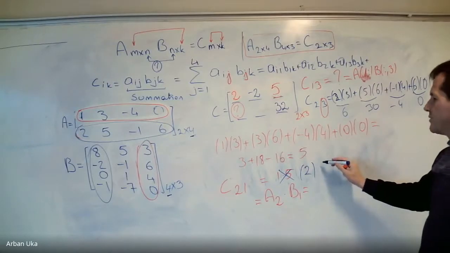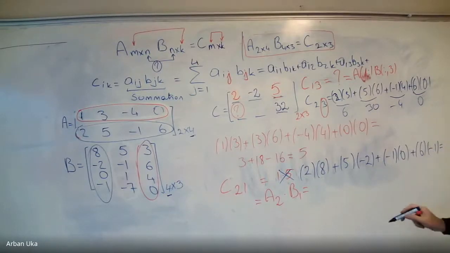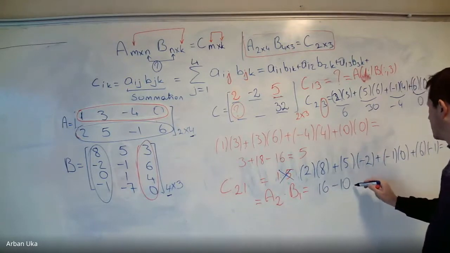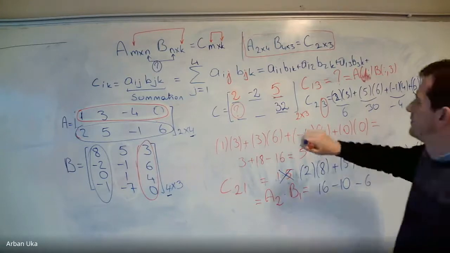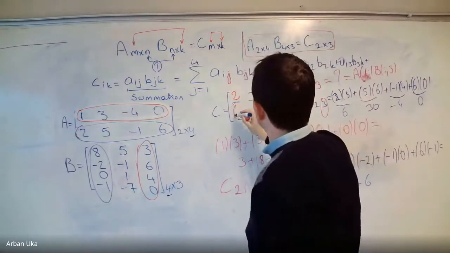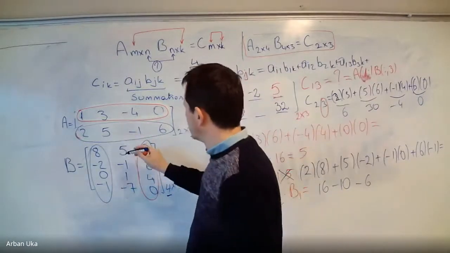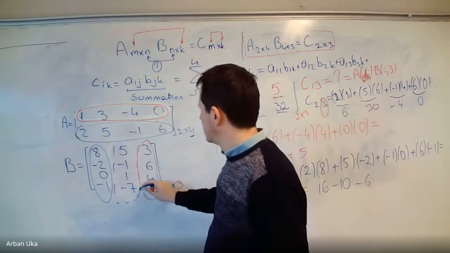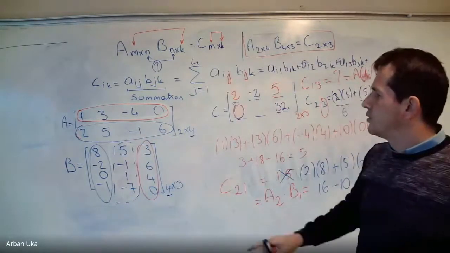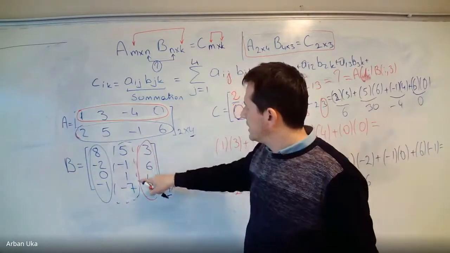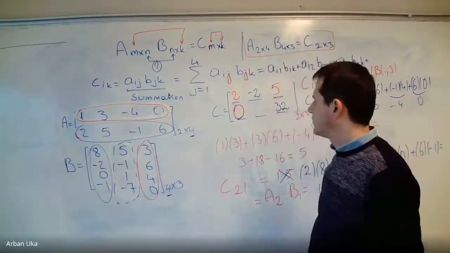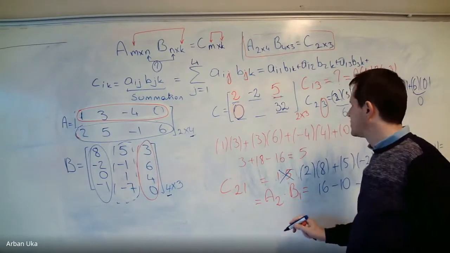Yes, okay. That's 2 times 8. Plus 5 times minus 2. Plus minus 1 times 0. Plus 6 times minus 1. Okay, that's correct. So we get here 16 minus 10 minus 6, we get a 0. So here we get 0. We need one final element, and the one final element is going to be this second row in blue multiplied with this discontinuous line in blue, which makes it 2 times 5, it's 10, minus 5 is 5, minus 1 is 4, 4 minus 42, it's minus 38.